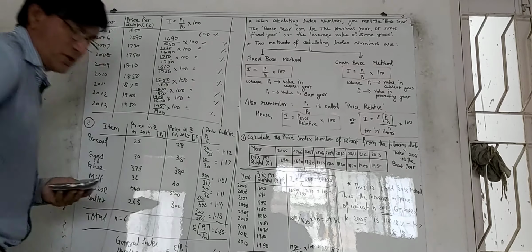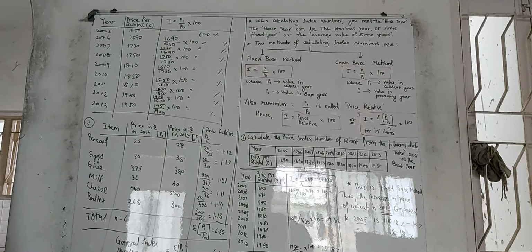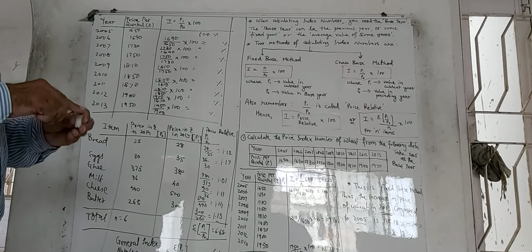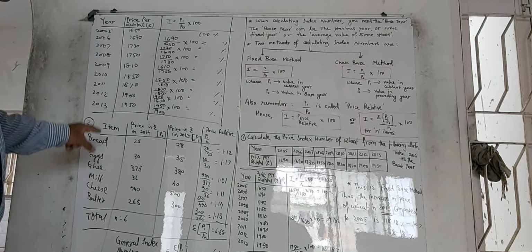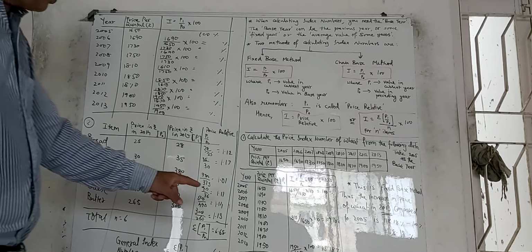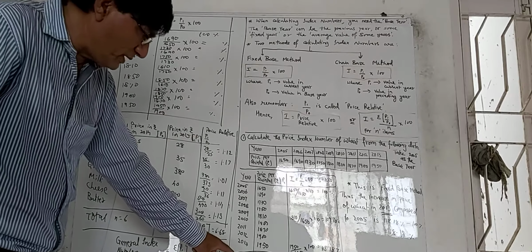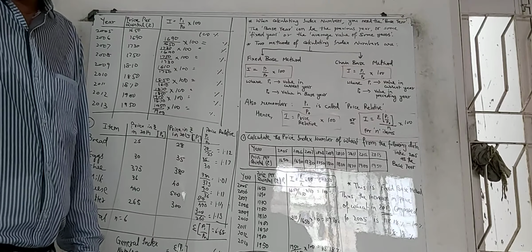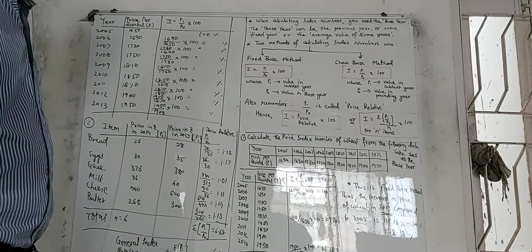Remember, this is in percentage. So if the question asks what is the percentage increase in the general index number of these 6 items compared to the previous year, then it would be 111.33 minus 100, which gives you 11.33 percent increase in the price of these 6 items.